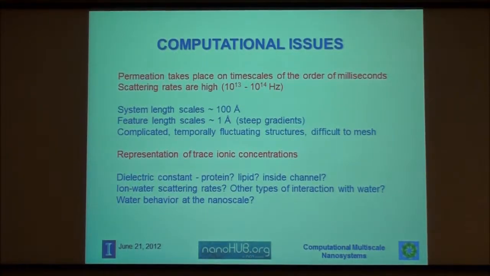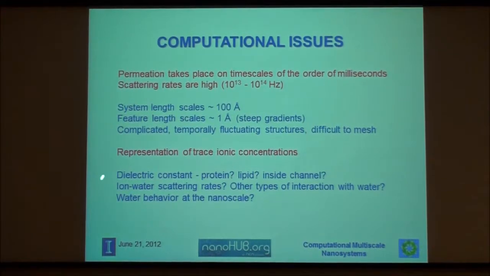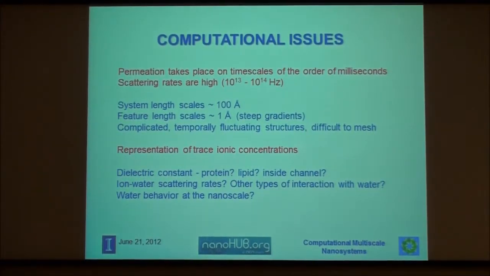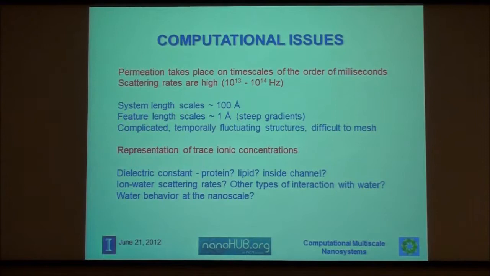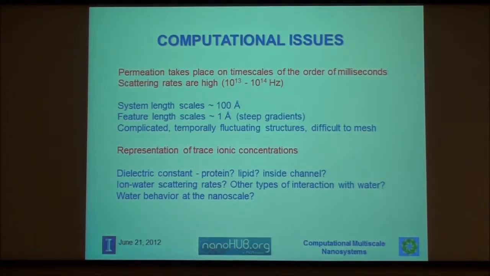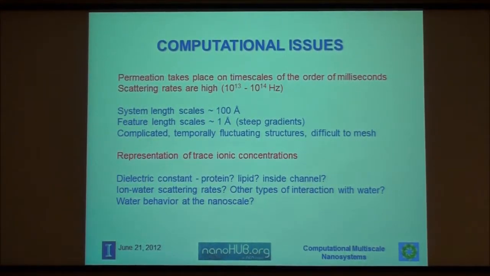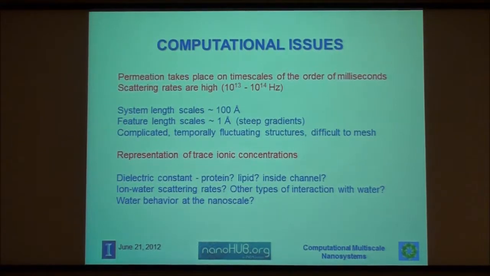There's a number of computational issues. Let's just look at some of that. The important thing is that permeation, if you look at that from a macroscopic point of view, from a point of view of measuring currents, really needs to be looked at over milliseconds. In order to measure a reasonable current, so I can say, yeah, the channel is open and current is flowing, so ions are going through, I need to have an observation time.